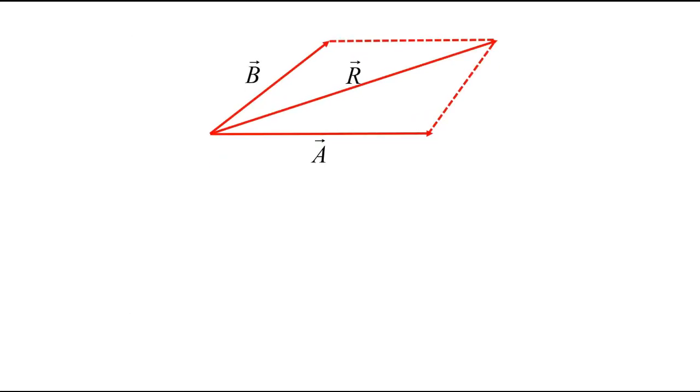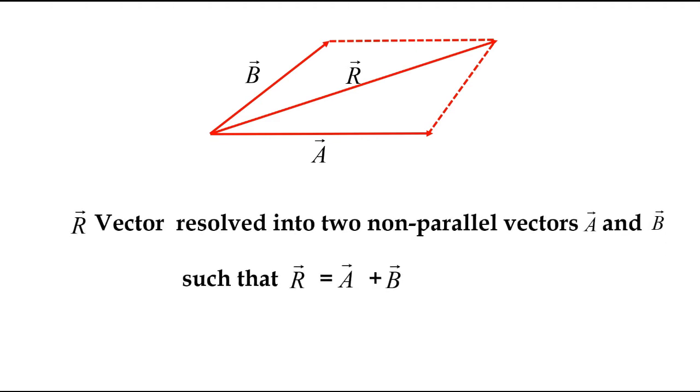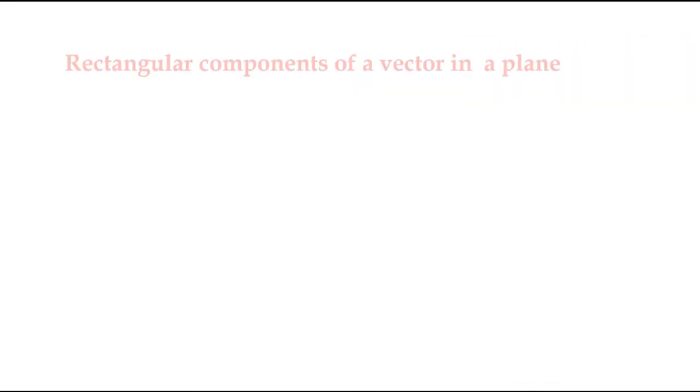For example, r bar is a vector. It is resolved into two vectors in different directions, a bar and b bar. So the r bar vector is resolved into two non-parallel vectors a bar and b bar. You can write r bar is equal to a bar plus b bar. Here a bar and b bar are called the vector components of the given vector r bar.